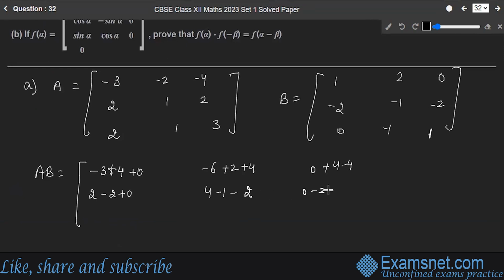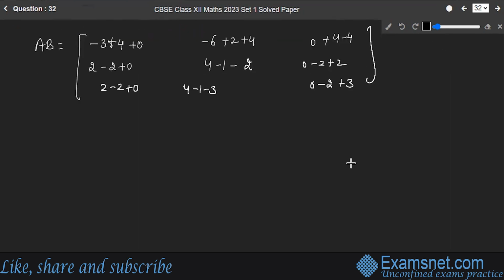And this is 0, minus 2, plus 2. Next, we have 2, minus 2, plus 0. 4, minus 1, minus 3. 0, minus 2, plus 3. This will be equal to 1, 0, 0, 1, 0, 1, 0, 0, 0, 1, which is the identity matrix.